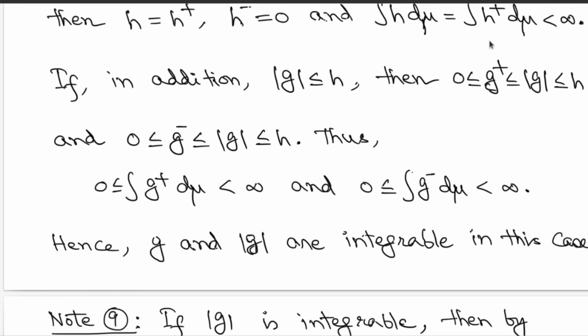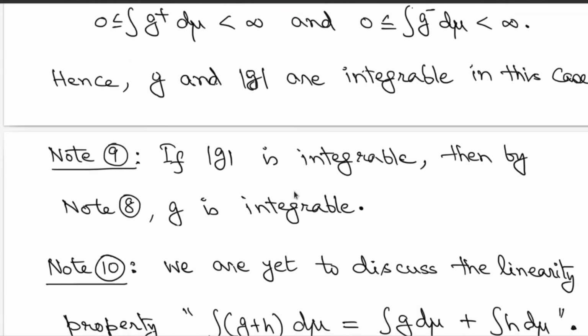So g plus has a finite integral as long as g plus gets dominated from above by mod g. So that's it. So therefore g plus has a finite integral. Similarly, g minus will also have a finite integral. So putting them together, you get the integrability of g. So therefore, to check that g is integrable, one sufficient condition is that mod g is integrable. Another sufficient condition is that you find some other nice function h which is integrable and check that the inequality mod g less than or equal to h holds.